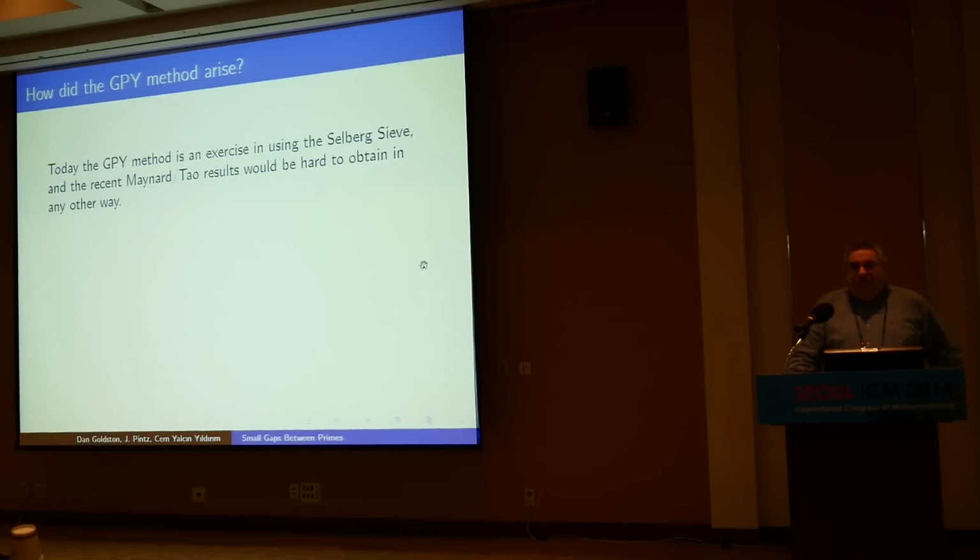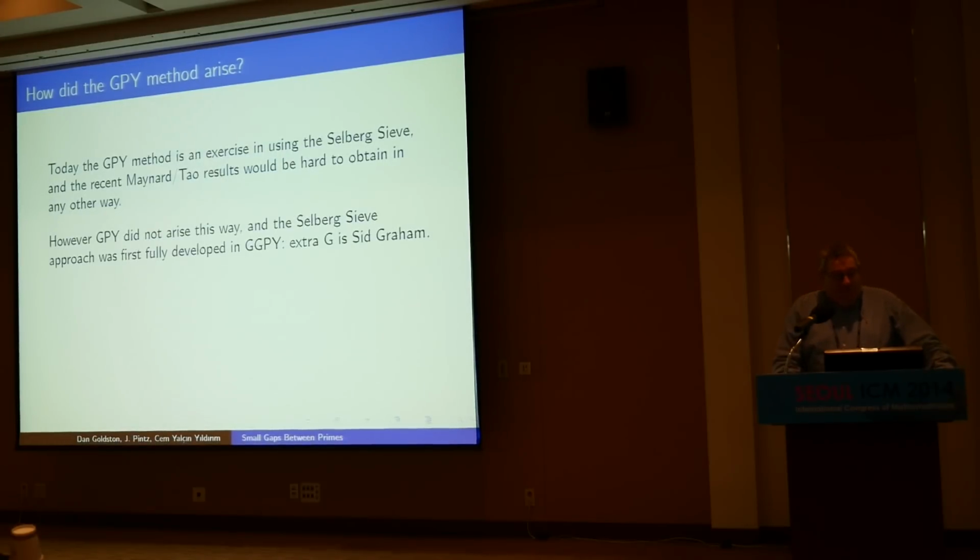So anyhow, what I wanted to talk about today is how this GPY method arose. And if you read about it now, it's pretty much an exercise in the Selberg sieve. And the recent results of Maynard and Tao pretty much couldn't be done without using the Selberg sieve as the method of choice. But the GPY method didn't actually start with the Selberg sieve. In fact, the Selberg sieve method sort of came about in a series of papers which we call GGPY, where the extra G is Sid Graham.